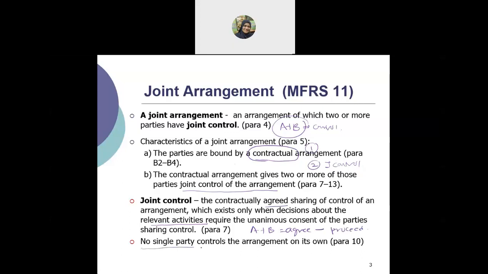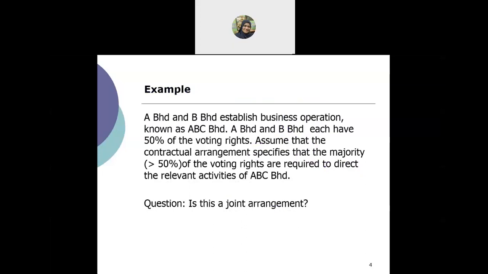No single party controls the arrangement on its own, which means neither A nor B can control the arrangement alone. For example, let's look at this example. A and B establish a business operation known as ABC. So A and B join together and come up with ABC, and both A and B have 50% voting rights.